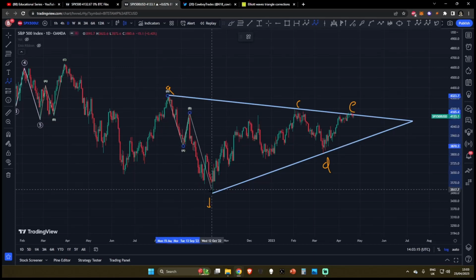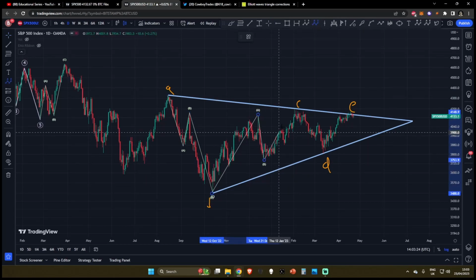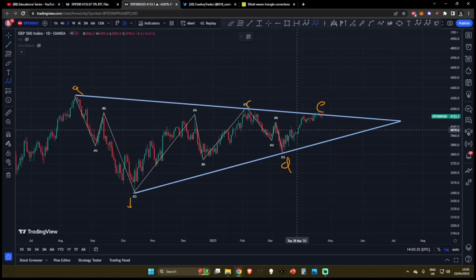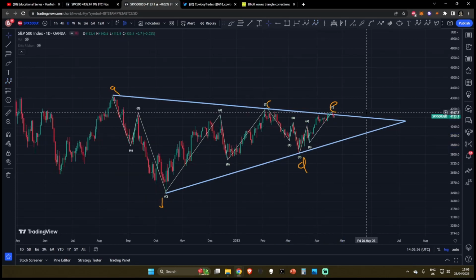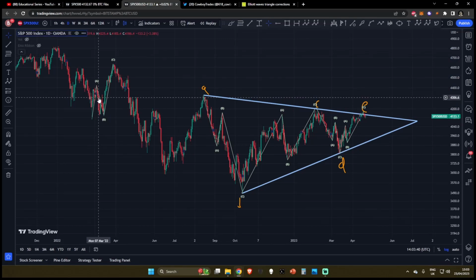You have an A, B, C down to wave B. Where's my tool? Here we go. Then you have something like a B, C up to wave C, and then you have a B, C down to wave D, and then you have a final A, B, C up to wave E. This is of course in a bear market, in a falling market structure.